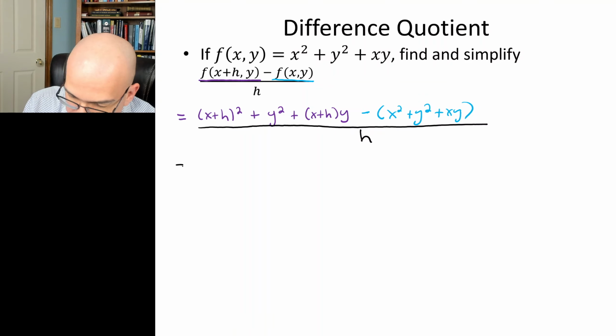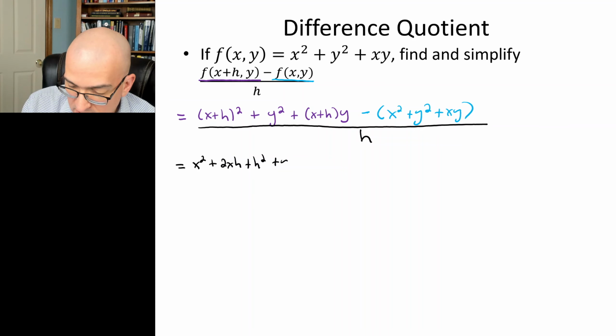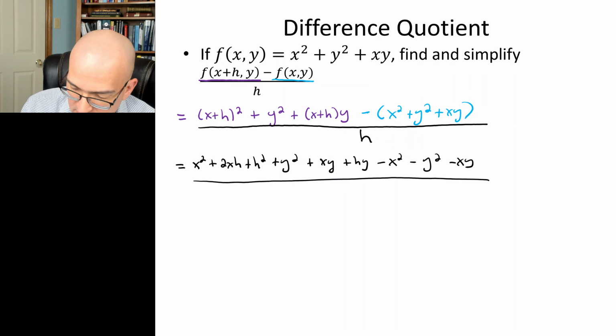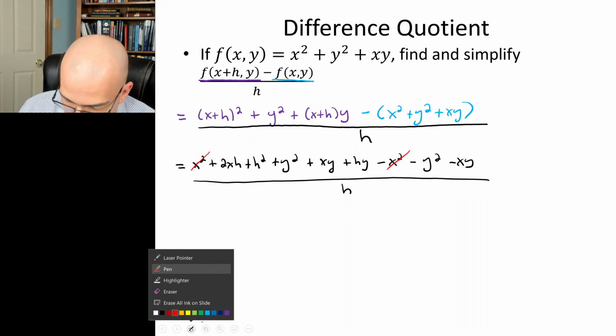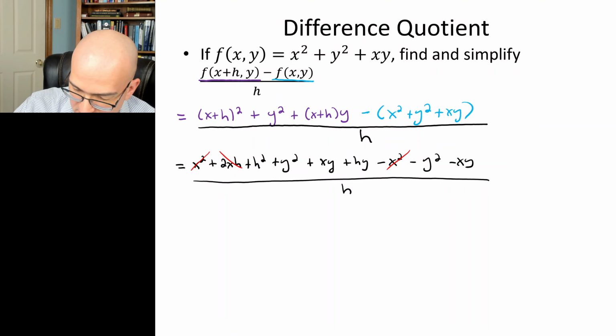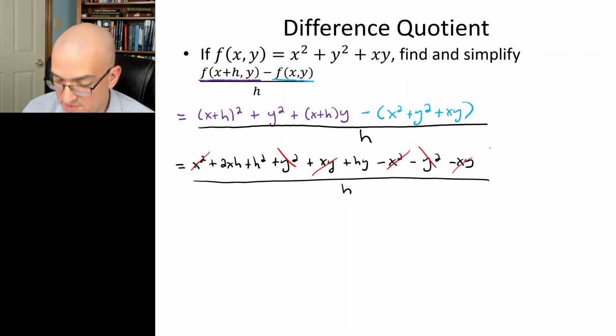Okay, we'll simplify. We're going to FOIL out the first bracket. We'll get x squared plus 2xh plus h squared after you do the FOIL, plus y squared plus, and I'll distribute xy plus hy minus x squared minus y squared minus xy, all divided by h. And look what happens. Look at all the stuff that just gets destroyed. We have an x squared and a negative x squared. We have a 2xh and a negative. Oh wait, we don't have one of those. That doesn't cancel. We have a y squared and a negative y squared, and we have an xy and a negative xy, and everything else survives.